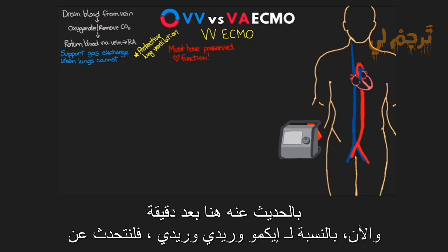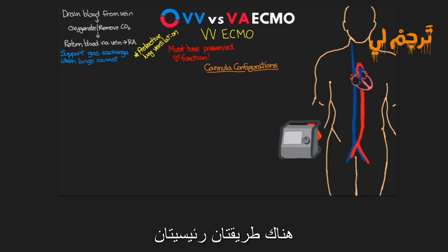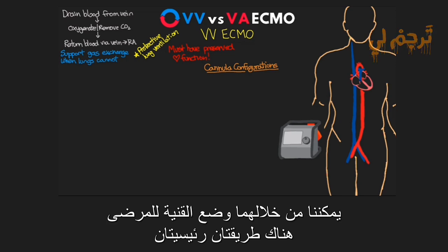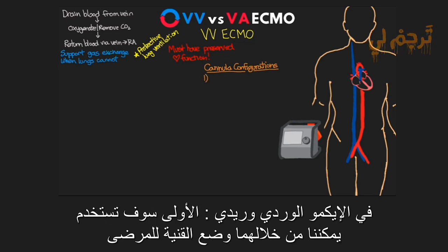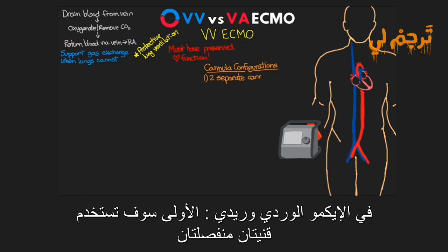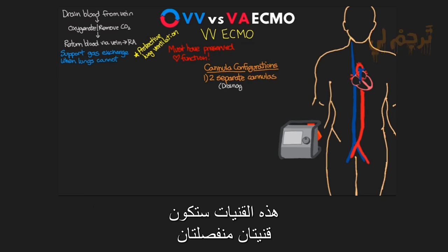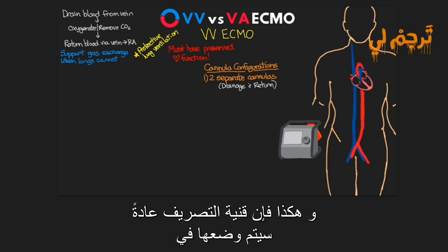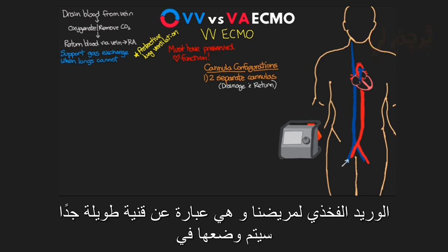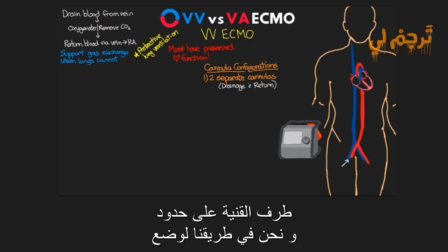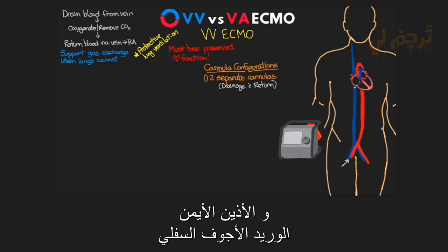So now for VV ECMO, let's talk about our different cannula configurations that we see. So there's really two main ways in which we can cannulate patients for VV ECMO. The first is going to be using two separate cannulas. These cannulas are going to be our drainage and our return. So now typically the drainage cannula is going to be placed in our patient's femoral vein. It's a very long cannula, and we're going to position it with the tip of the cannula at the border of the inferior vena cava and the right atrium.